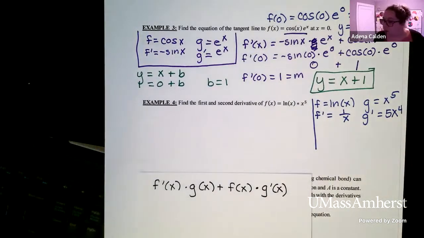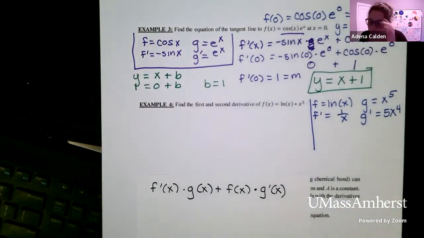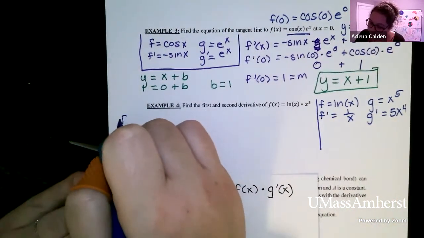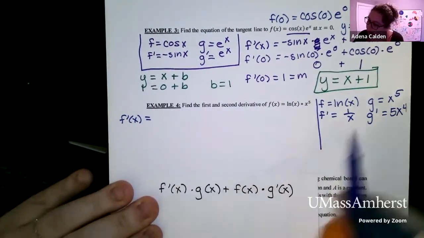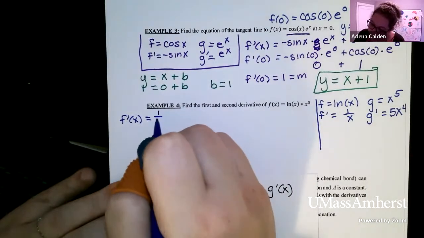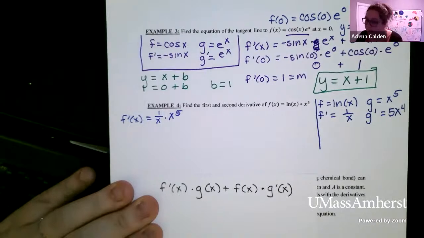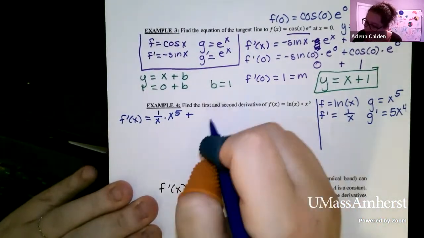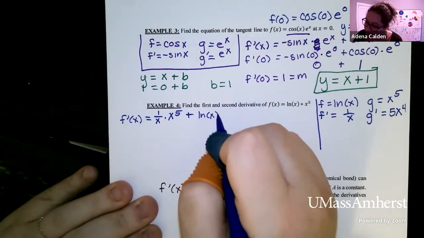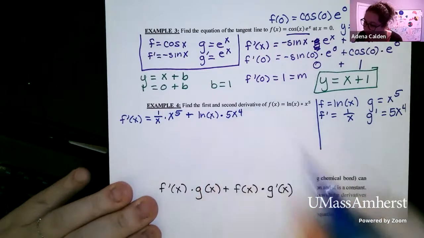Okay, so now that we have our pieces, we're going to put them together, and we're going to go ahead and find the first derivative of this function. So we're going to do f prime times g. So we have 1 over x times x to the fifth plus f times g prime. So ln x times 5x to the fourth.